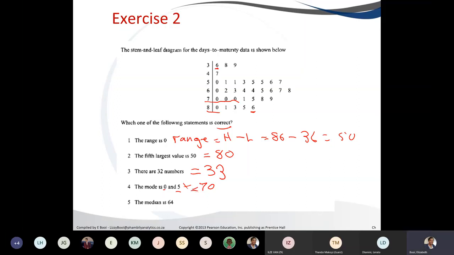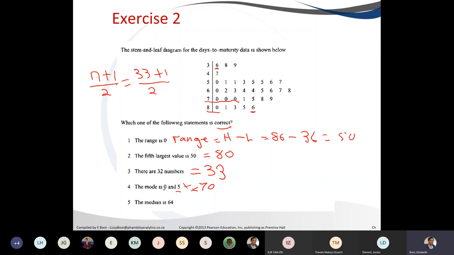Then it also asks, the median is 64. Oh, Gosia. The median, I need to find the position of the median, which is the middle number. The median, the middle number, we use the position n plus 1 divide by 2 to find the median position. So our n is 33 plus 1, divide by 2, and I get 17.